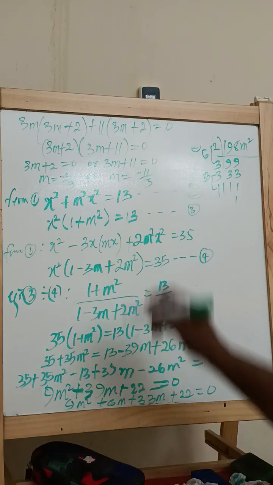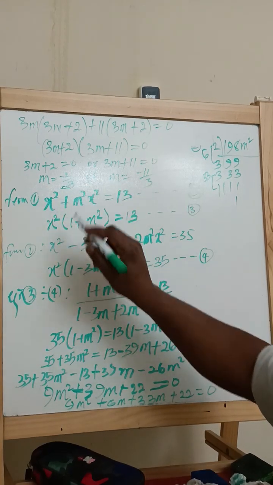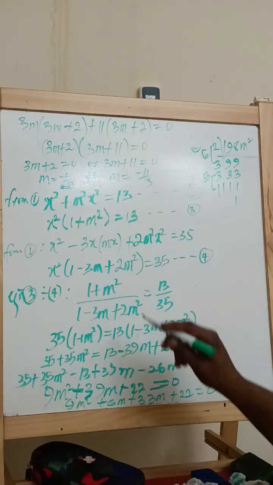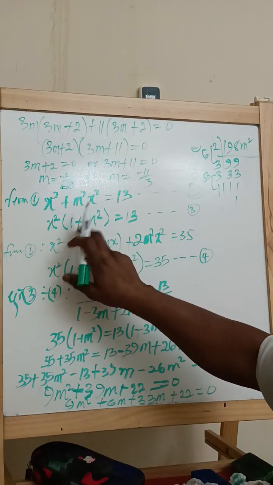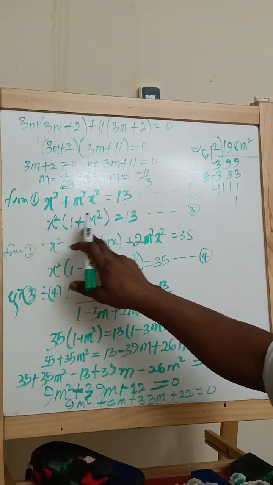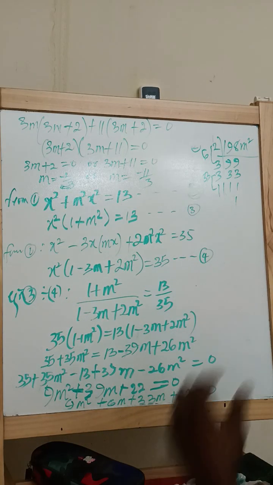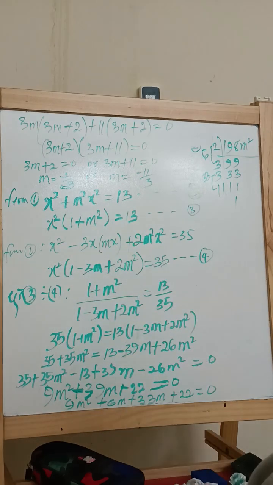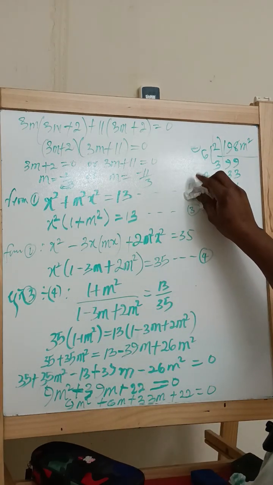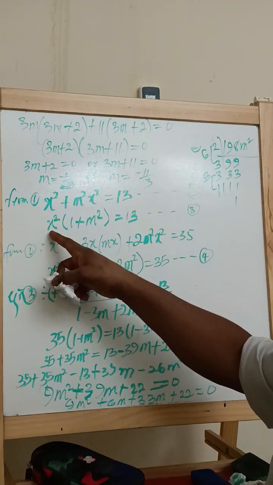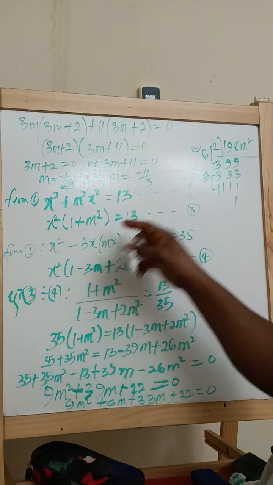Now, with m equal to minus 2 all over 3, we substitute this into this equation. That is, x squared is this, to be able to find x. So how do we find x from here? So we just substitute in this equation. So that is x squared 1 plus m squared equals to 13.